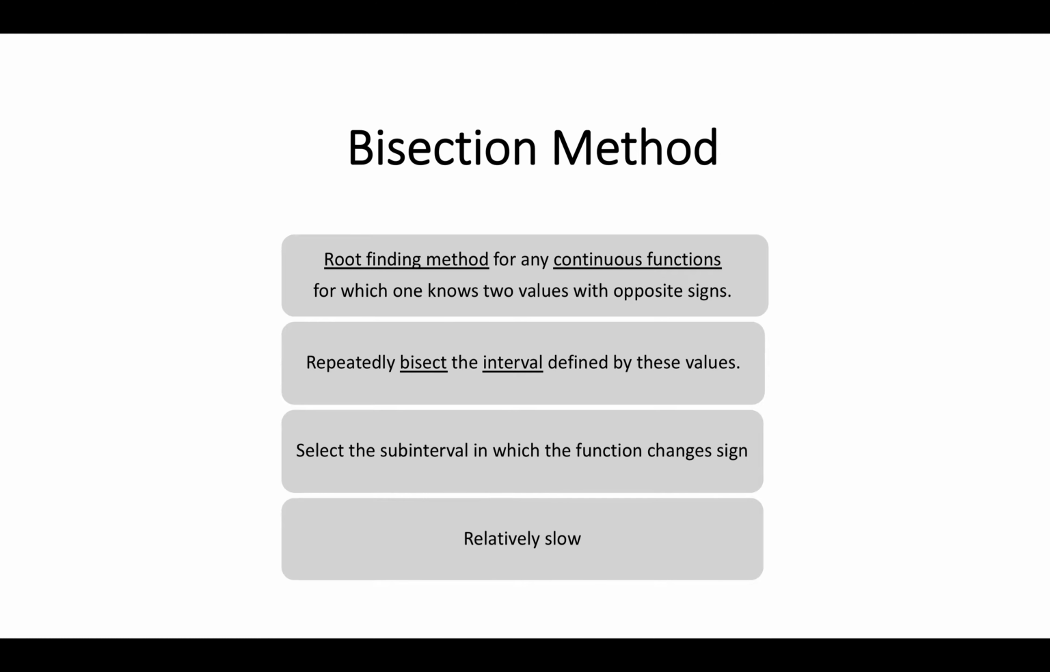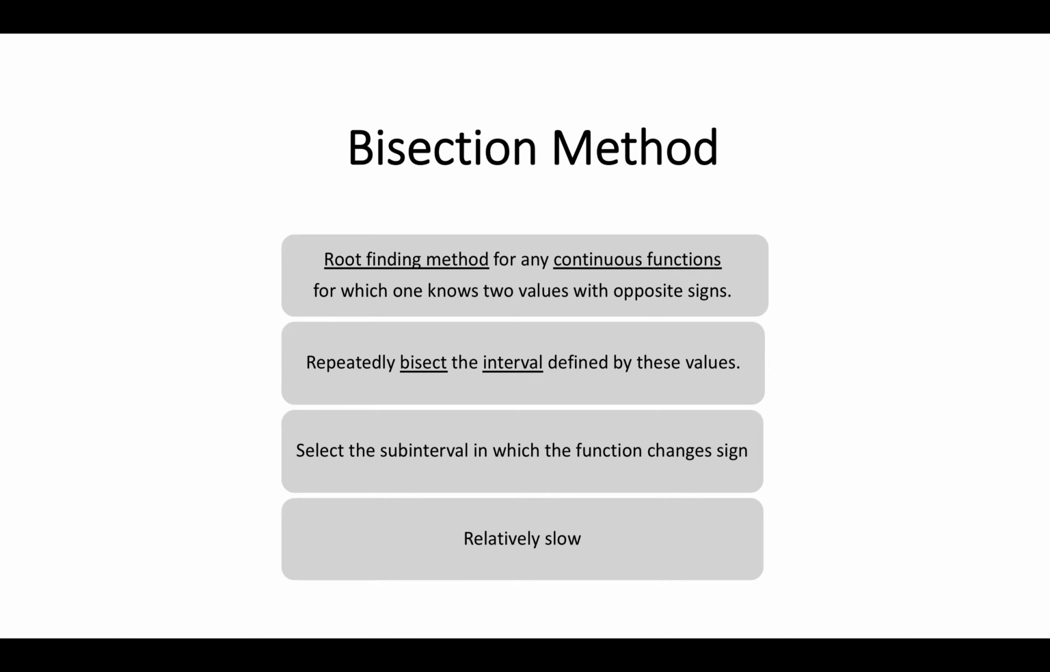So to begin with, we have the bisection method. As is clear from the name, it has to do with bisection. You have to bisect the interval in order to find the root. So let's begin. It is a root finding method for any continuous function for which one knows two values with opposite sign. So the prerequisite is that the function should be continuous in nature. It should not have singularities in between the interval.